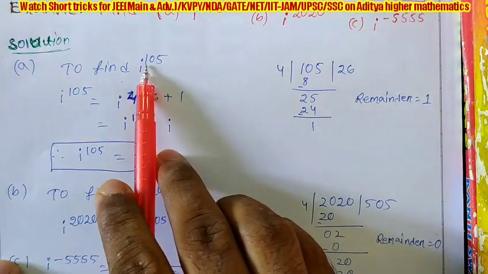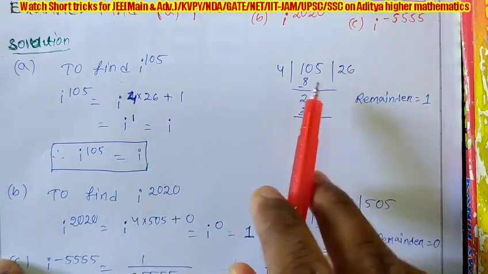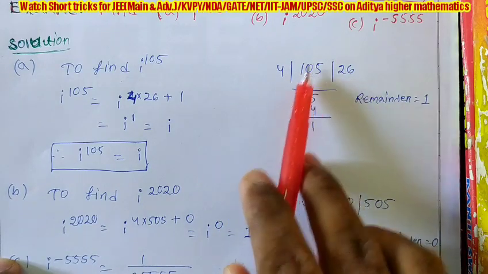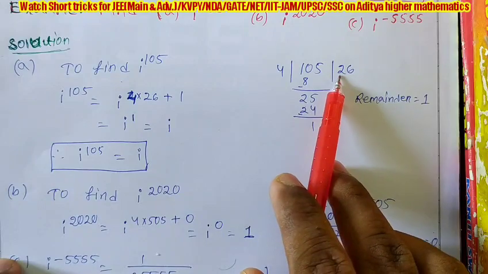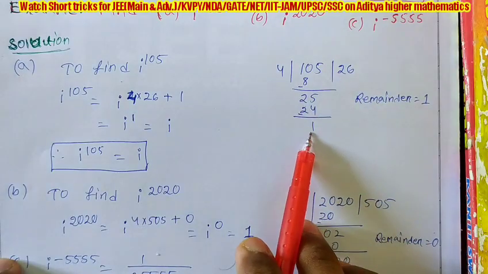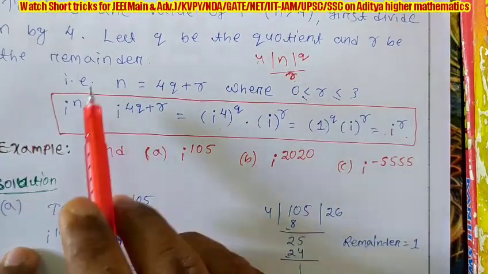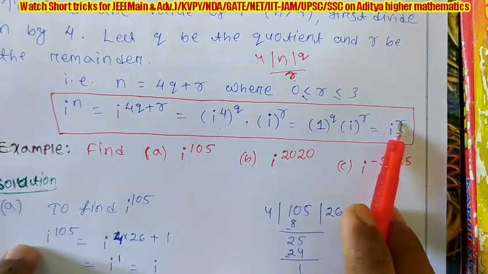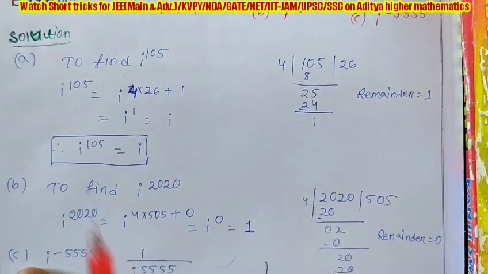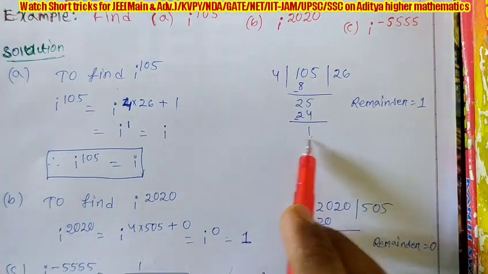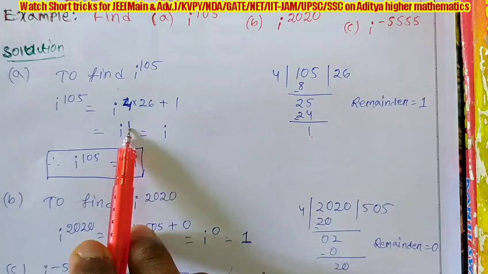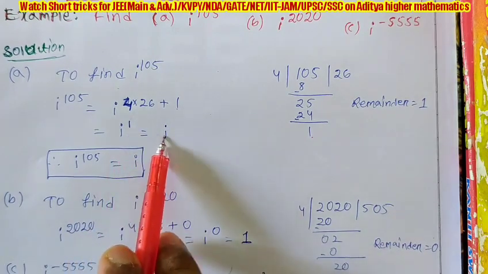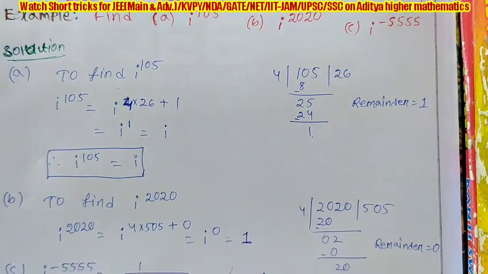Now you have to find i to the power 105. I told you that whatever is given, you divide it by 4, a simple division. So here you get quotient 26 and remainder 1. Since I told you that i to the power of any big number is equal to i to the power of that remainder, the remainder is 1. So i to the power 105 is i to the power 1, and i to the power 1 is i, so its value is i. Simple thing.